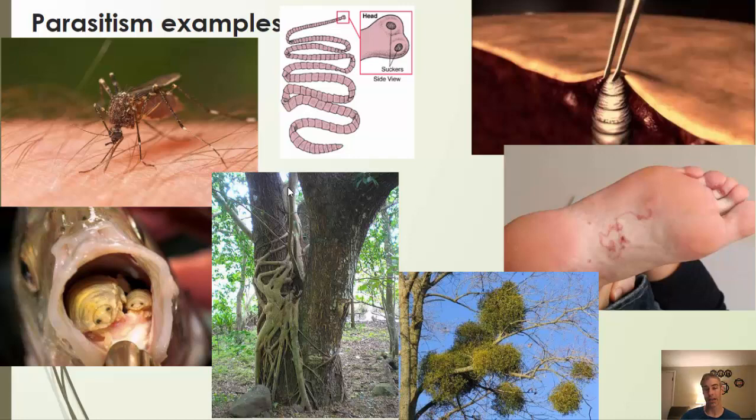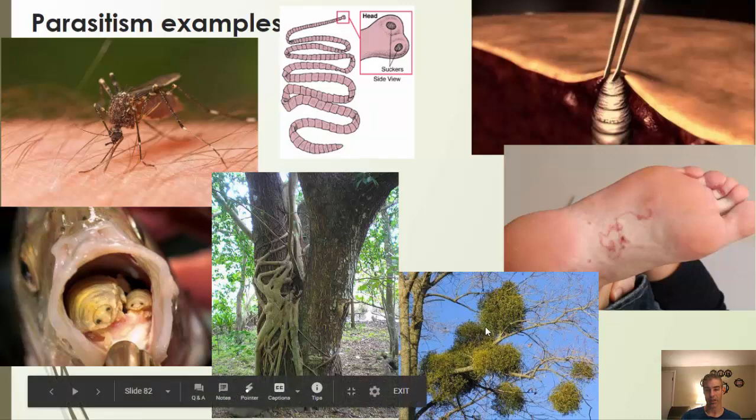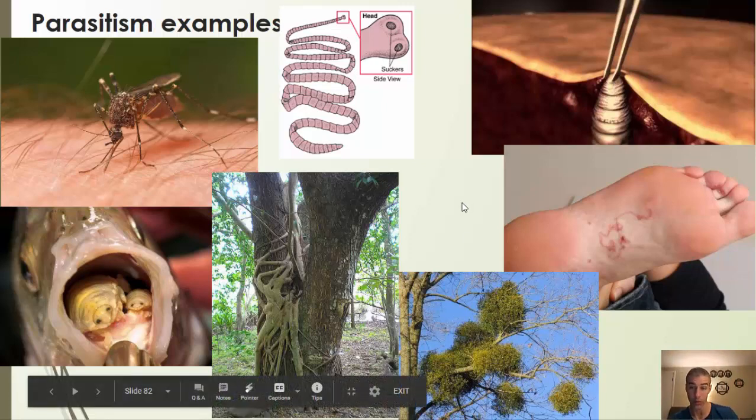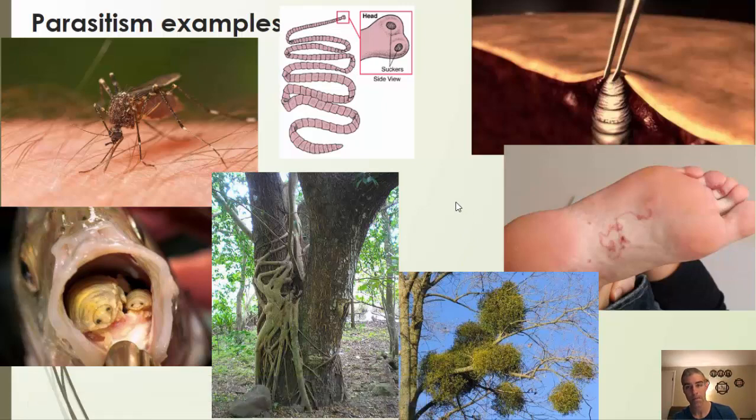Mistletoe is also a parasite of trees, and you can see the mistletoe growing up here on the trees. Again, it grows on the tree itself, and it gets food through photosynthesis by growing up at the top of the tree.